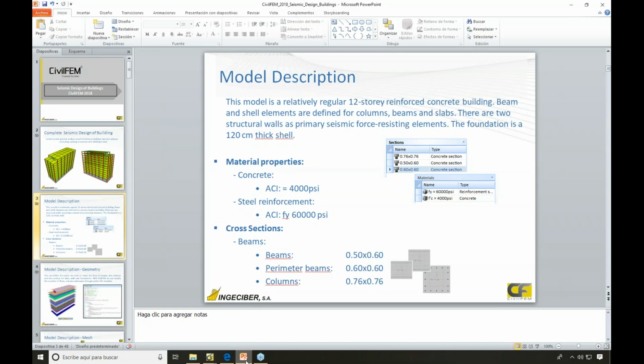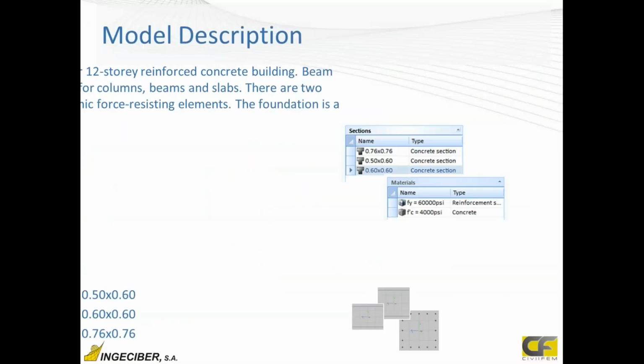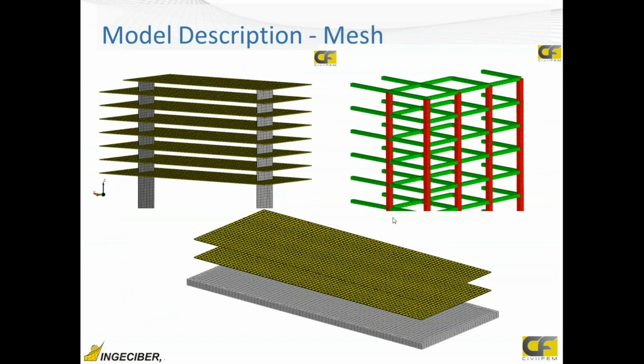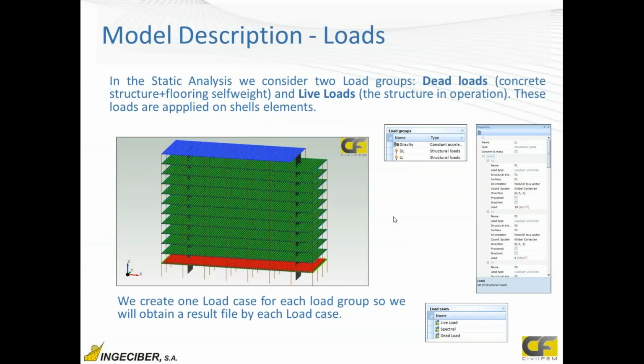So we proceed with the explanation. The next step, after creating the model, is the loading, which are the typical loads: dead loads and live loads. I just include two simple loadings, but of course we can add more. Dead loads include the structure's self weight, and the live loads are the structure in operation.